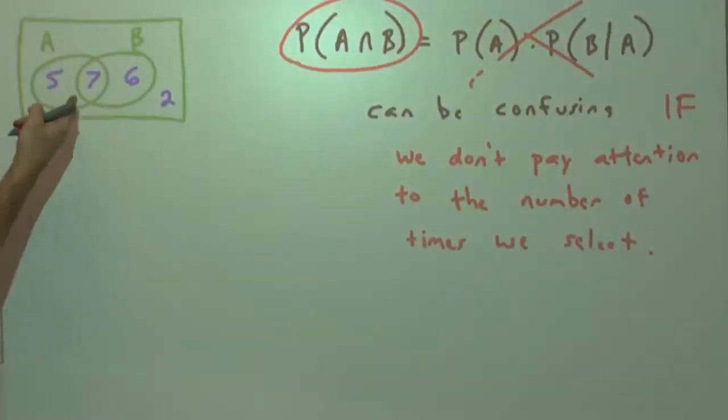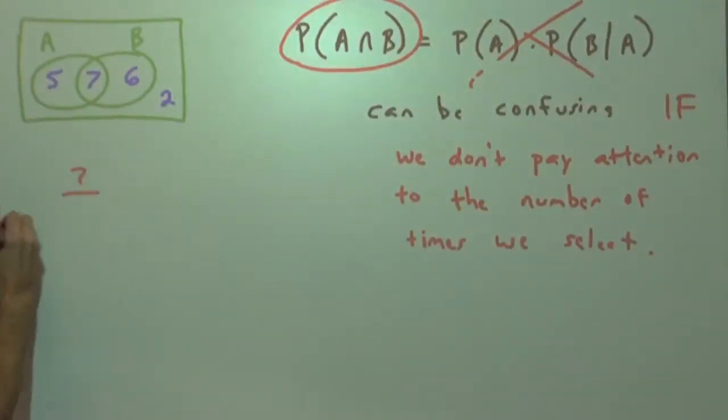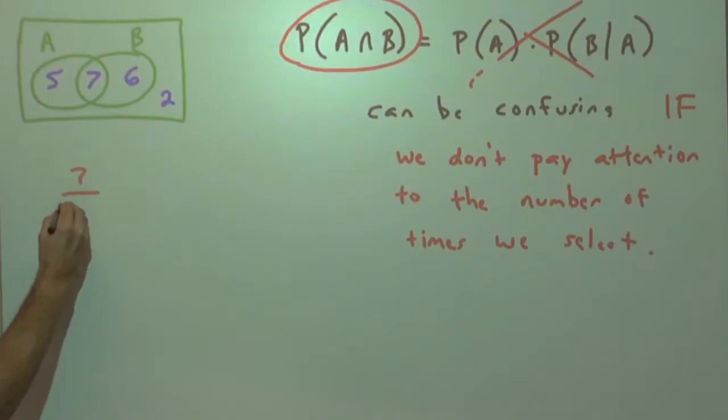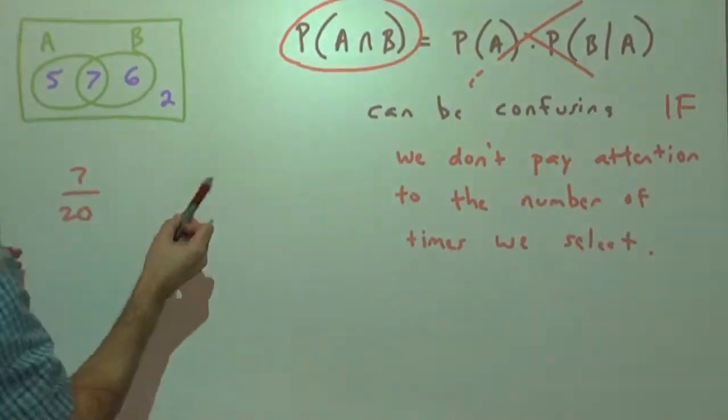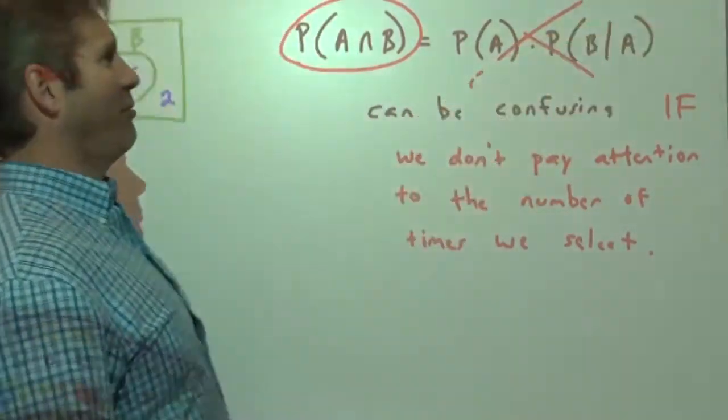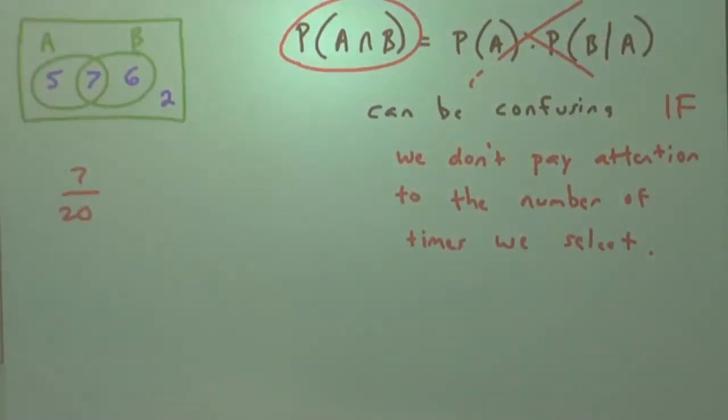We just want to go over here and say, look, in the intersection we see 7 things out of a total of 20 things. We're done. We have our answer. If we're looking for the probability of an intersection of A and B, let's try to avoid that ugly formula if we can, and let's get this answer right here.